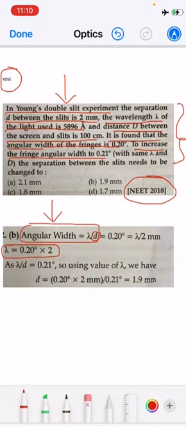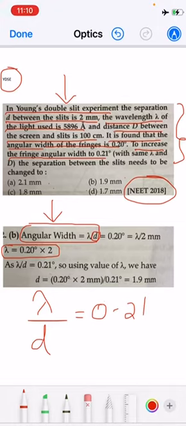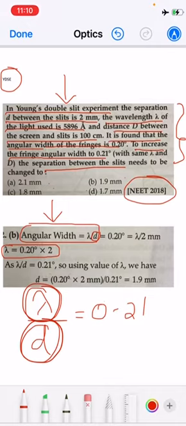So now lambda by d is 0.21, then what is small letter d? How do I know they are asking small letter d? They are asking the separation between the slits. I want to find this. Okay, do I know lambda? Yes, I just found it out.